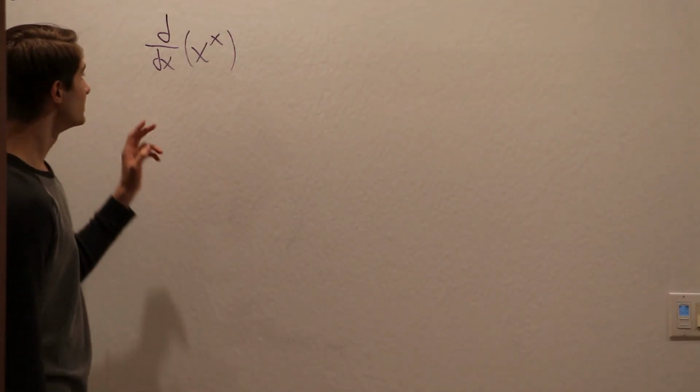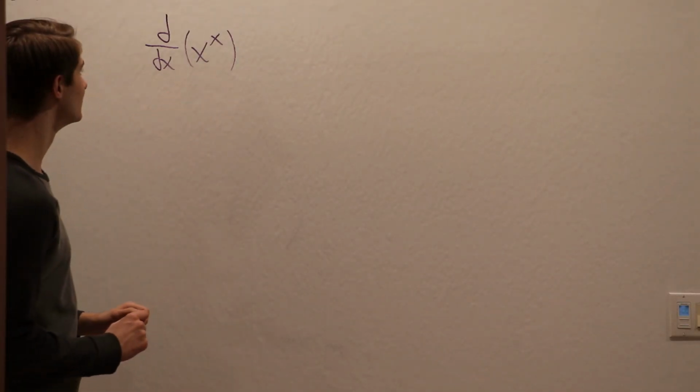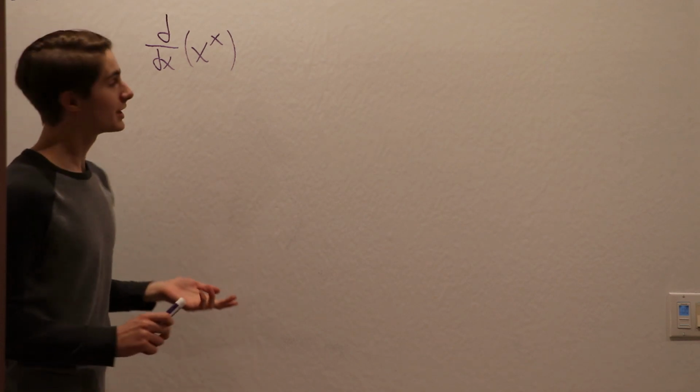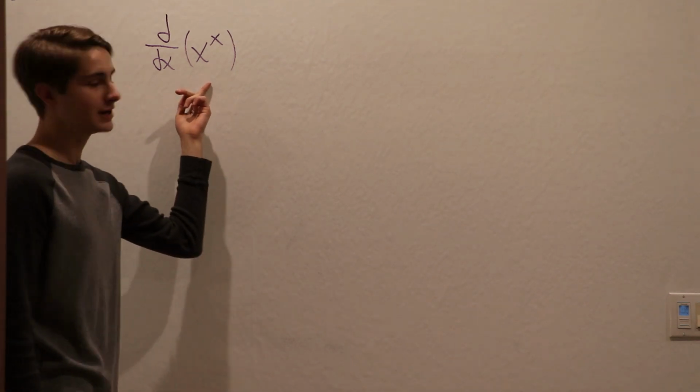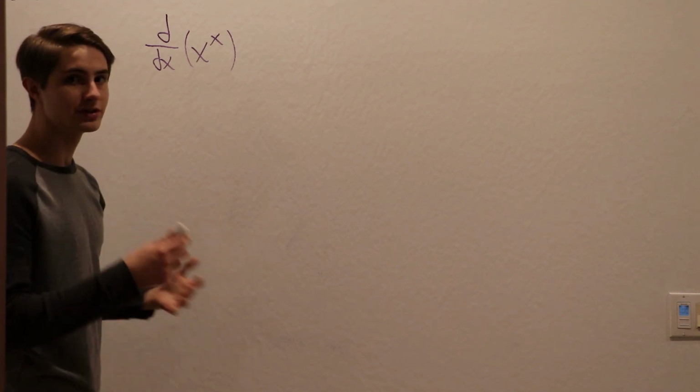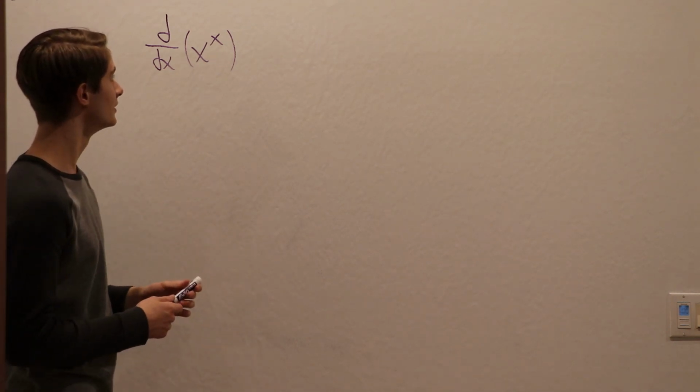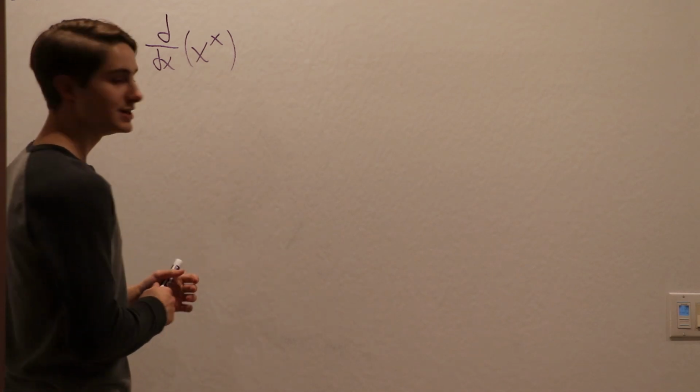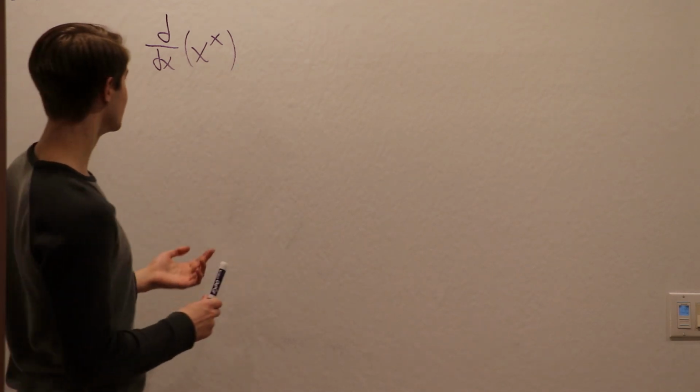So we're going to find the derivative of x to the x. Now, I don't know about you, but when I was in my calculus class, they never told me how to differentiate a function to a function power. So we're going to have to figure out some other way to deal with this. And to do that, one idea is with implicit differentiation.